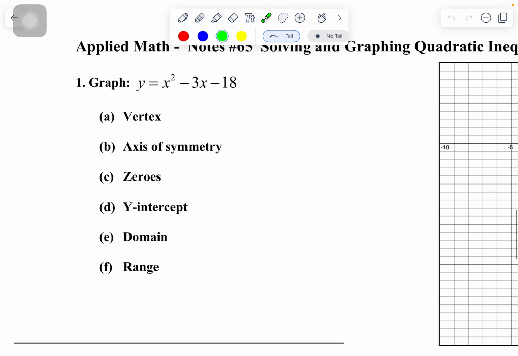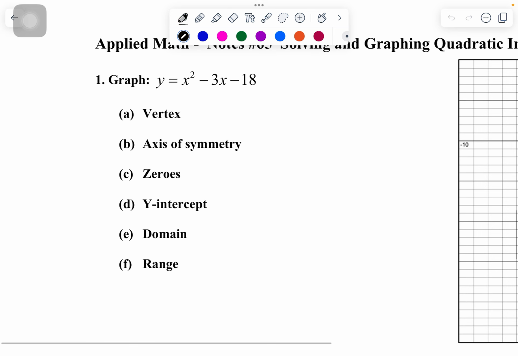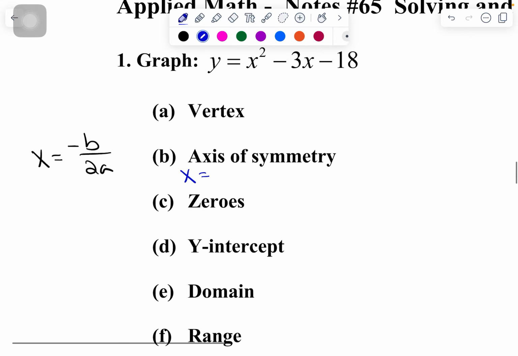shortly. All right, so step number 1, I am going to find the axis of symmetry. That's going to be x is equal to the opposite of b over 2a. For this particular problem, the opposite of b: b was negative 3, so the opposite is going to be positive 3, and then all over 2 times a. A is the coefficient of x squared, that's 1. So the axis of symmetry is going to be x is equal to 3 over 2.